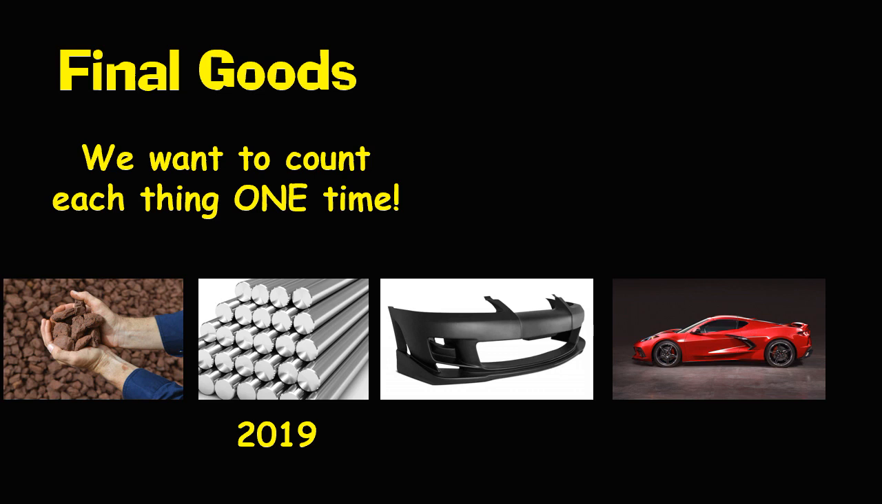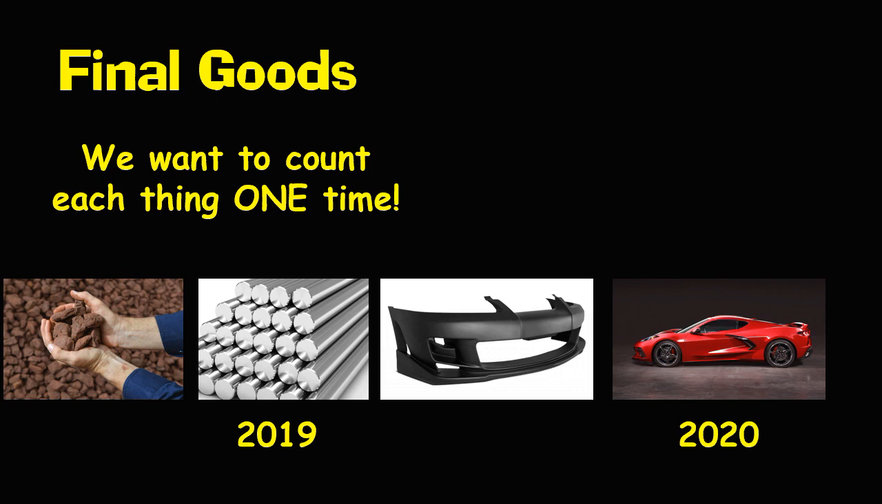So again, I want to count everything one time, and the way I do that is to count it in its final form. So the car is obviously the final form of this process. We're going to count the car. Now, complicate. Okay? Where's Avril Lavigne when we need her? It's complicated.